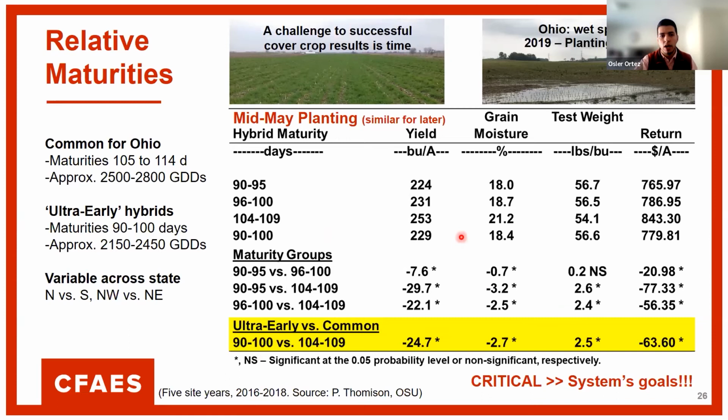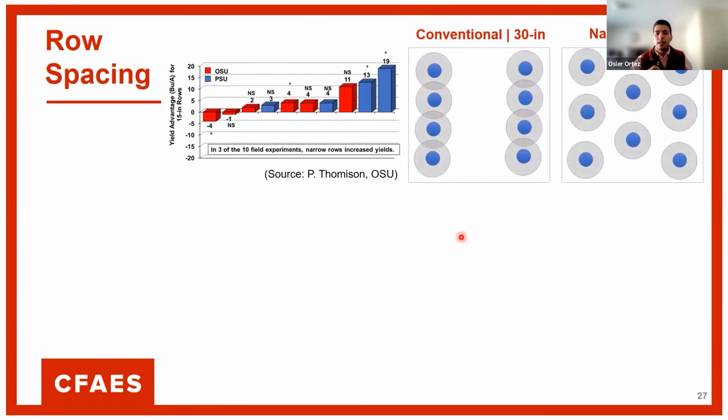In terms of row spacing, we hear that there has been some work and interest on conventional 30 inches, that's the standard, but also there has been some inclination towards narrow spacing, 15 inches in this case. This small figure summarizes some work that has been done before, and what we have in the y-axis is the yield advantage for 15-inch rows versus conventional, which is 30.